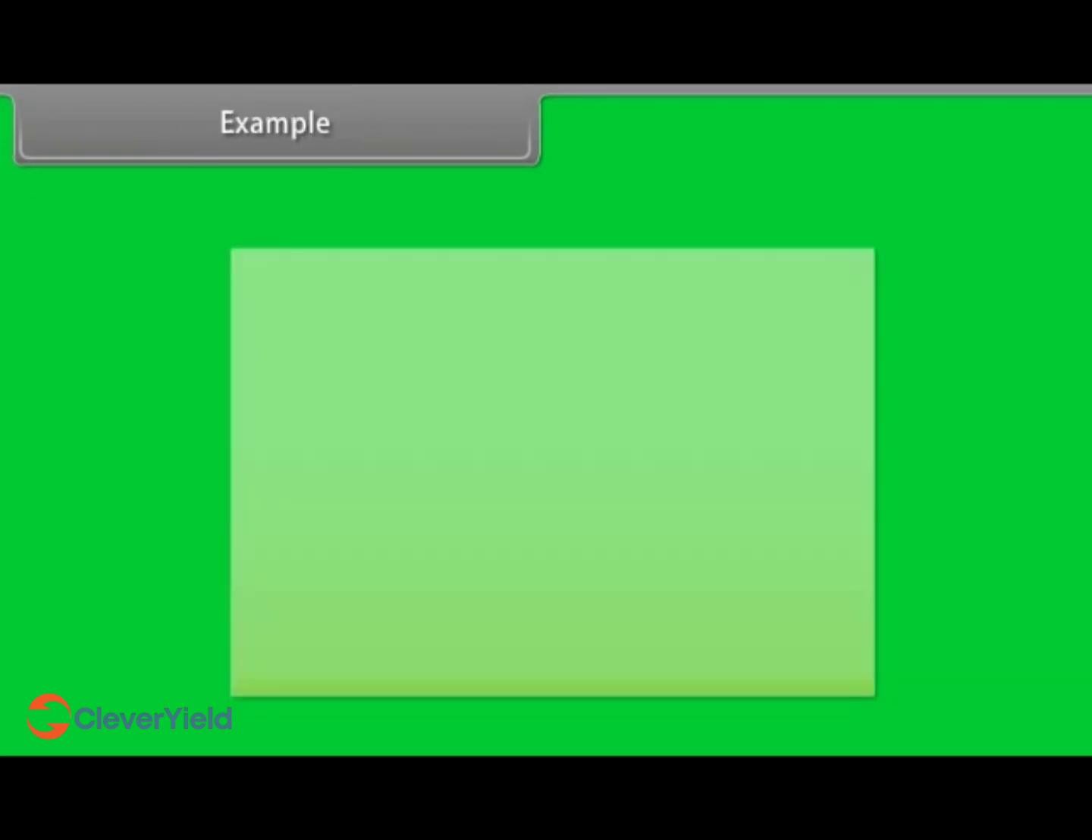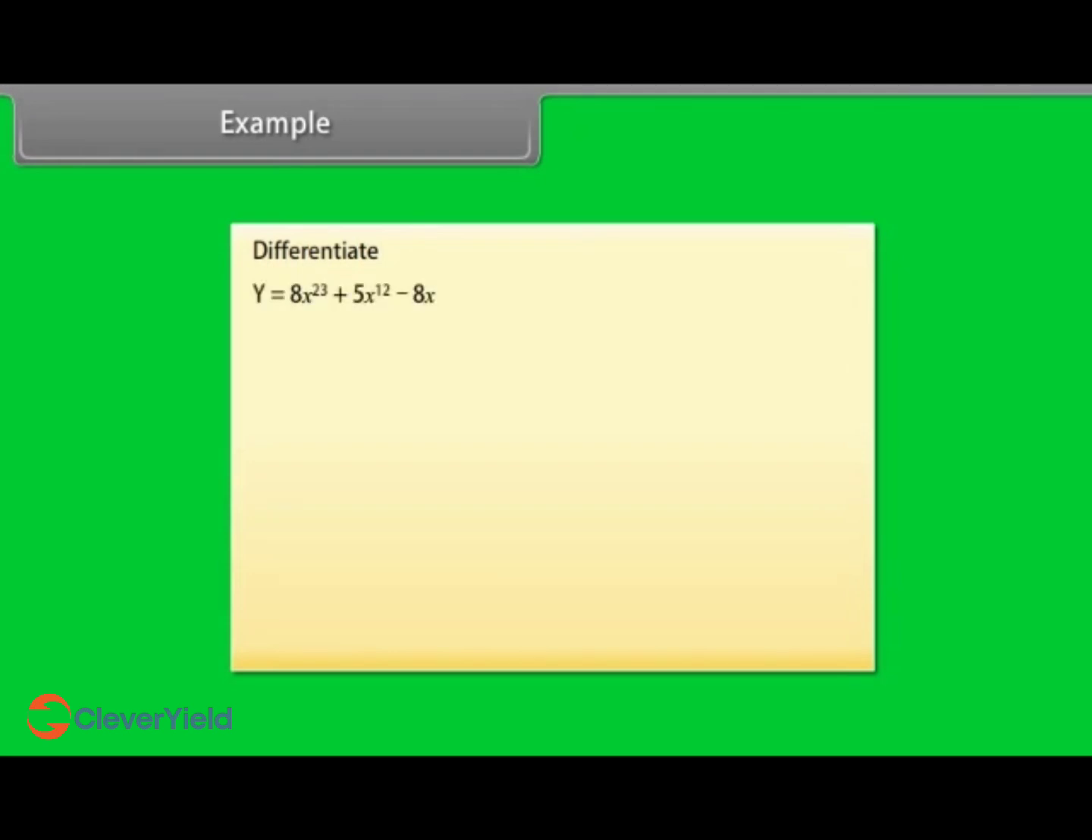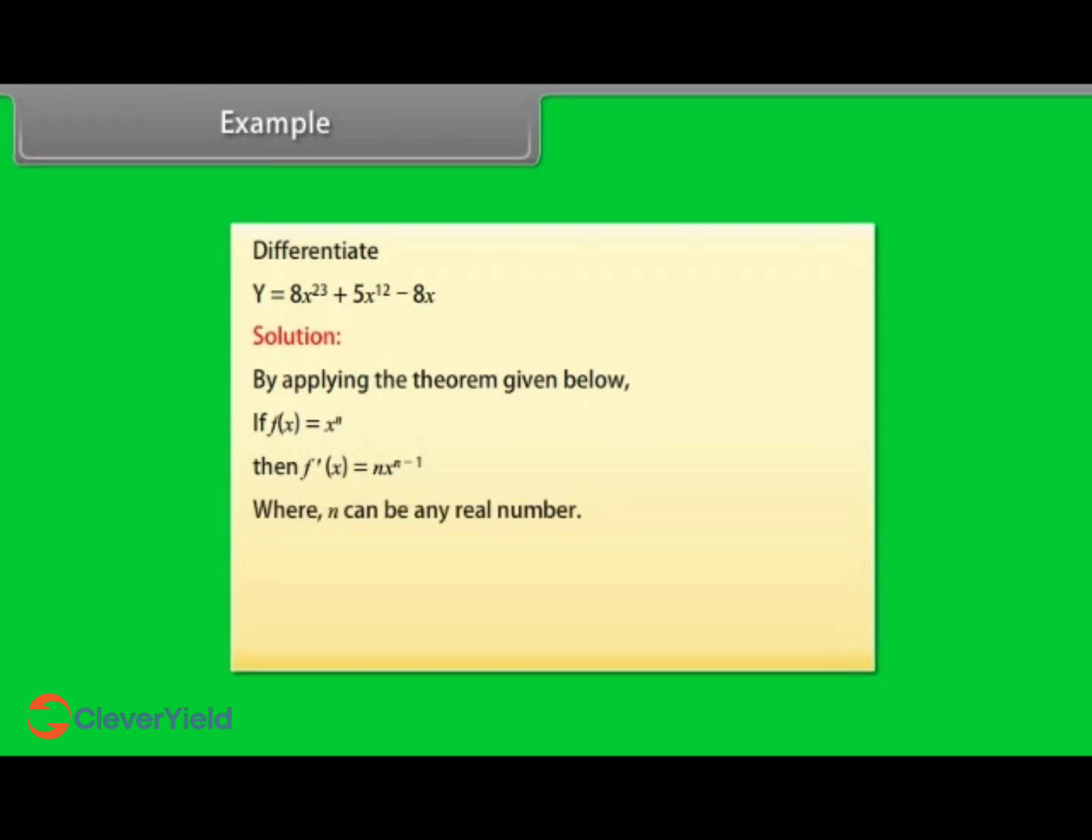Example. Differentiate y is equal to 8x raised to power 23 plus 5x raised to power 12 minus 8x. Solution. By applying the theorem given below. If f of x is equal to x raised to the power n, then f dash x is equal to n into x raised to the power n minus 1, where n can be any real number.